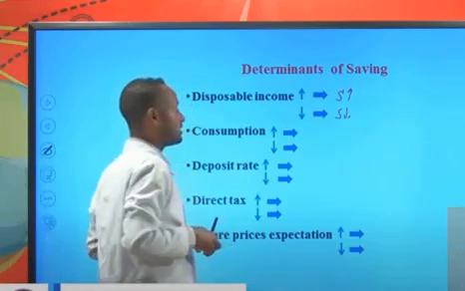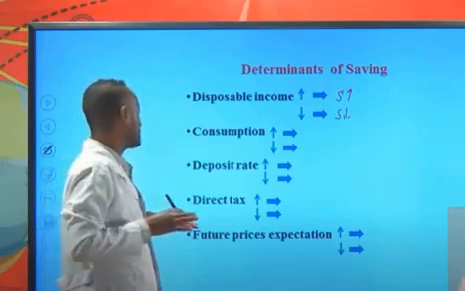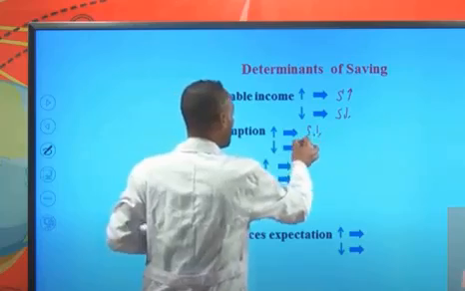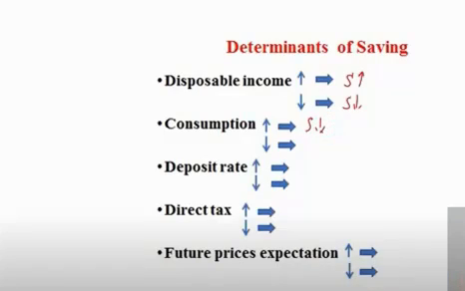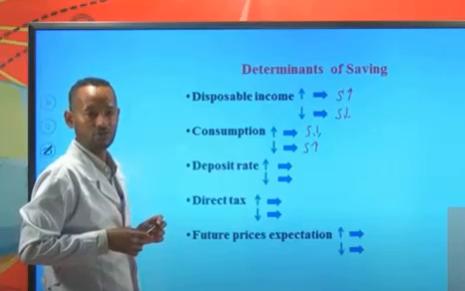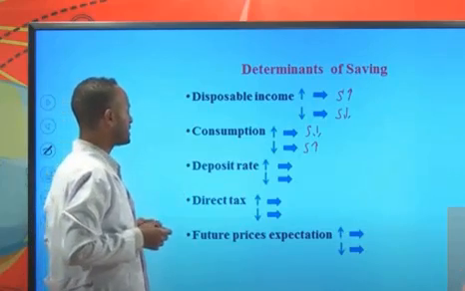Consumption is another determinant. While disposable income remains unchanged, with an increase in consumption, saving will decline, and with a decline in consumption, saving will increase. So other things remaining unchanged, there is an inverse relationship between the changes in the direction of consumption and the changes in the direction of saving. Deposit rate is another determinant.